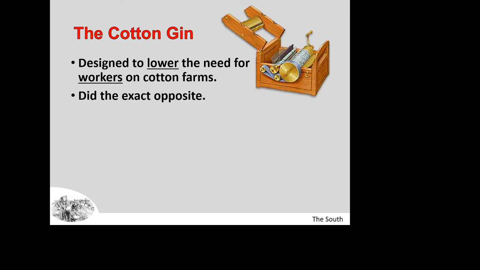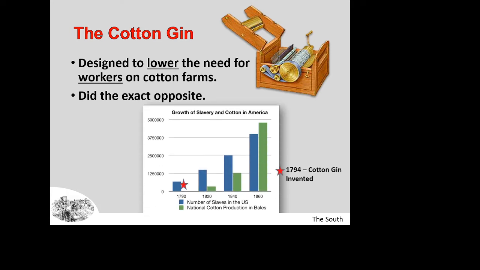Because cotton was so valuable, and because cotton was able to be processed at a much faster rate, it made these plantation owners want to grow more cotton so that they could make more money. I'm going to show you a graph here. The cotton gin was invented in 1794. If you look at this graph, look at the number of slaves in the U.S. Look at how it jumps up after the cotton gin was invented. And remember, it was meant to reduce the amount of workers needed, and instead, just because the plantation owners were greedy and wanted more money, it increased the need for slaves.